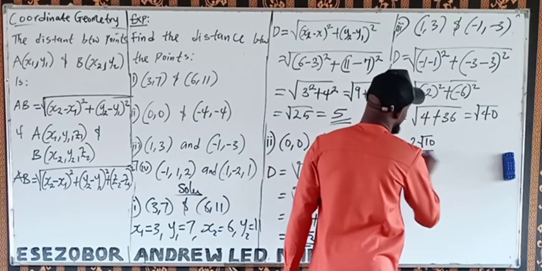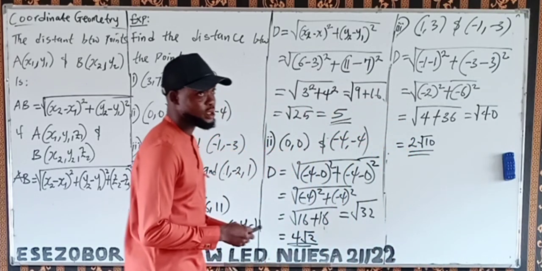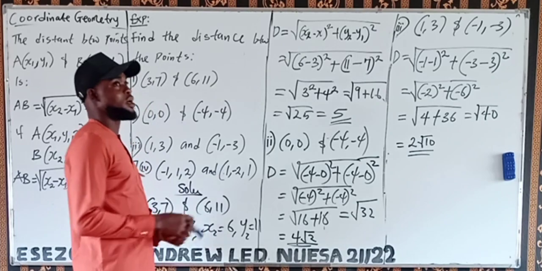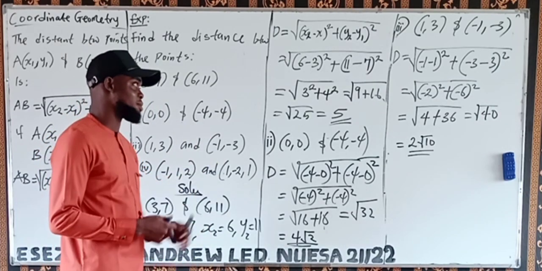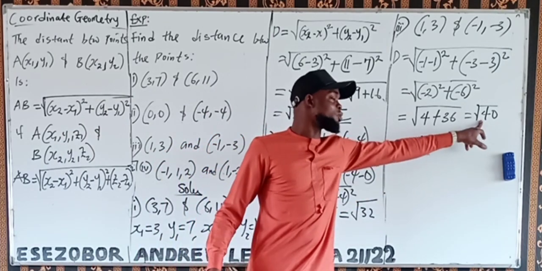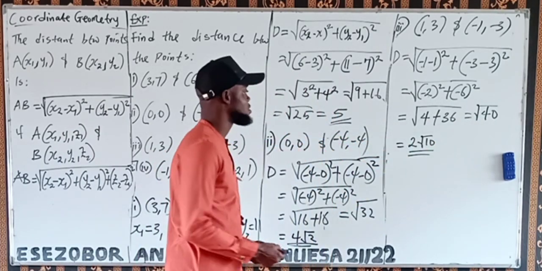I think this one is 2 root 10. Call it 2 root 10, because that is the best way we can simplify that. It is 4 times 10, which is 4 times root 10, and that is 2 root 10.